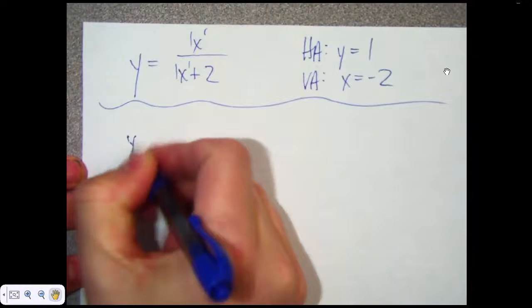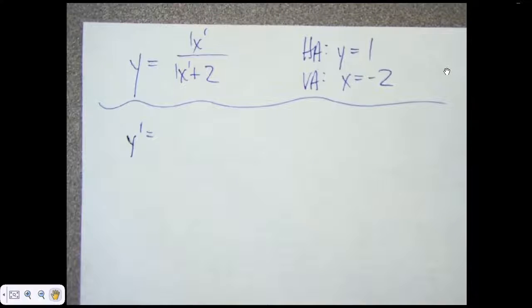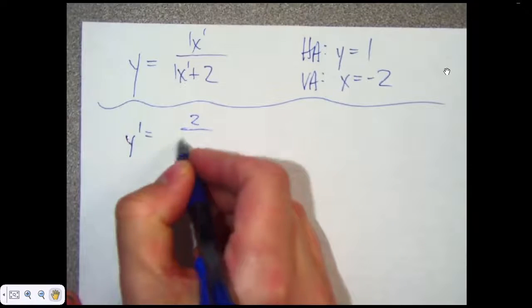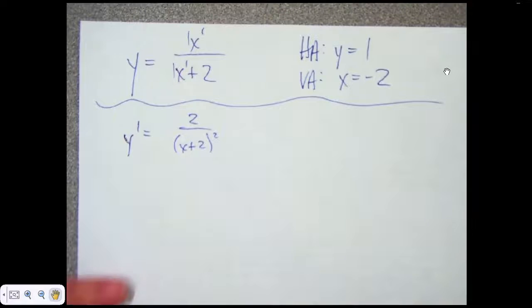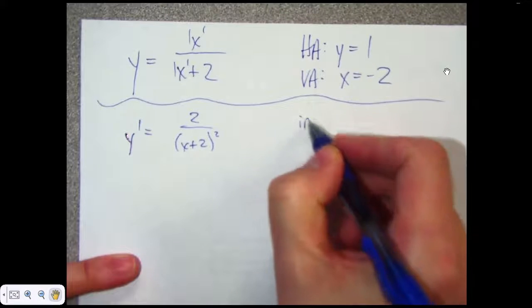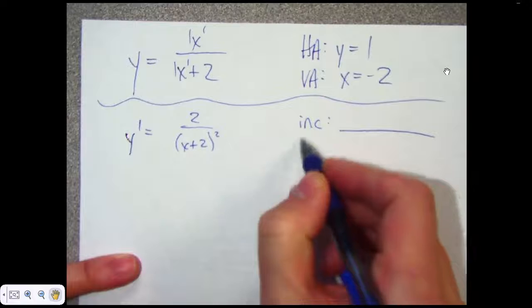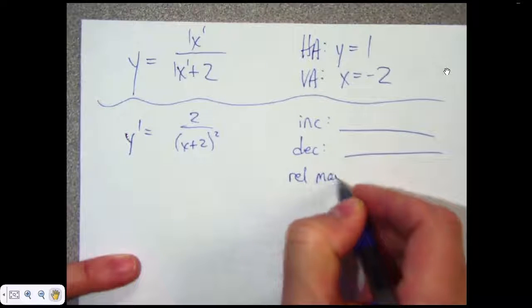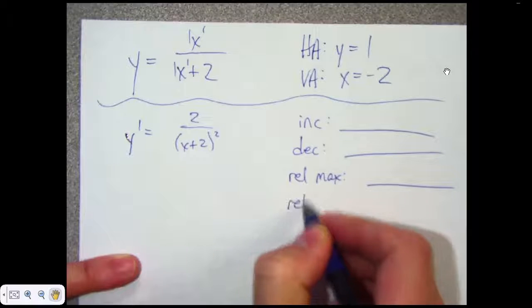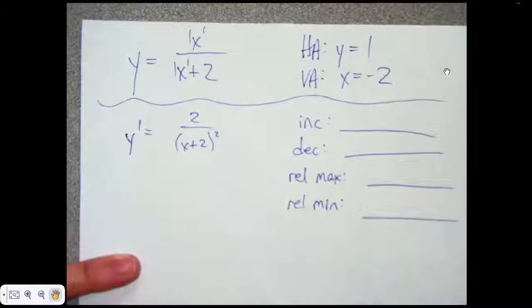Then I'm going to go to the first derivative, and I'm just going to type it in my calculator. Did that a second ago, but I forgot it. So it's 2 over (x plus 2) squared. The information I want from the first derivative is where is the original graph increasing, where is it decreasing, and where are there any relative maxes or relative mins.